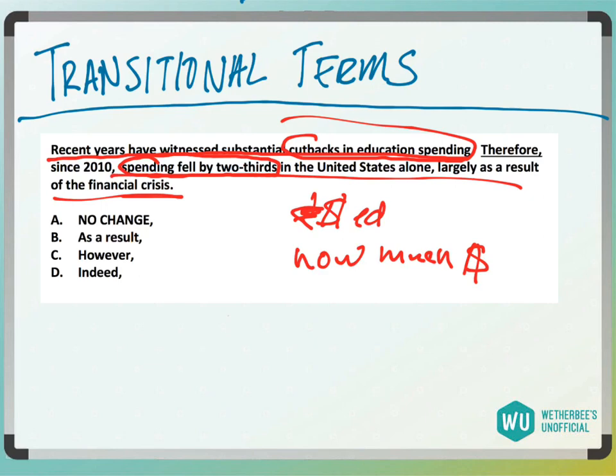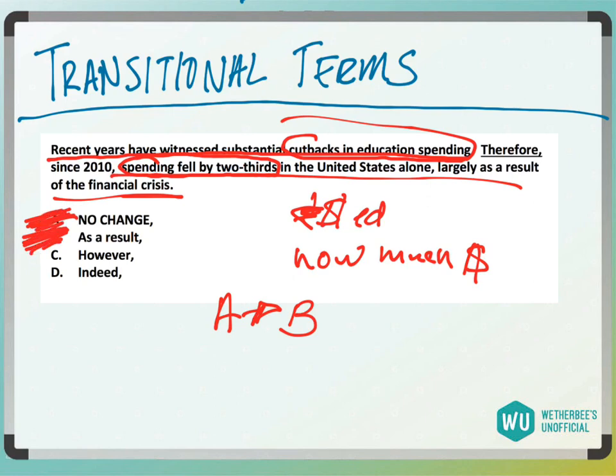So we wouldn't say therefore, right? Spending didn't fall by 2/3 because there have been cutbacks in education. So it's not literally A then B. The first sentence didn't lead to the second part. So A would be gone and B would be gone for the same reason. So that's another thing you can do when you see these: if you see things that are literally direct synonyms of one another, immediately just get rid of both of them.